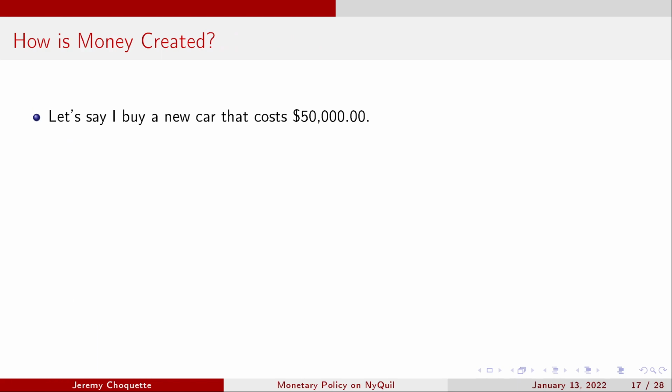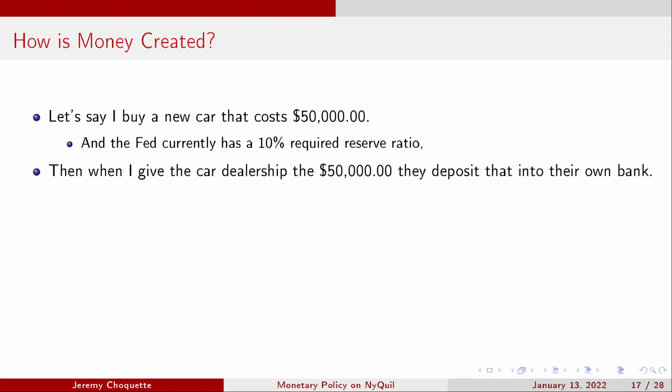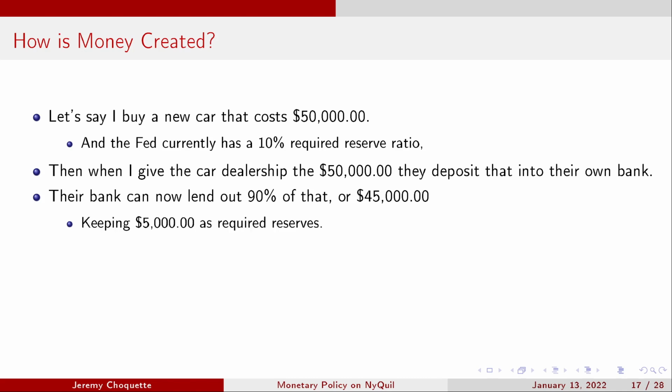So let's talk about how money actually gets created. This is the way that fractional reserve banking operates in terms of generating new money. And that sounds kind of strange, but hear me out on this. Let's say I buy a new car that costs $50,000. The Fed's currently got a 10% required reserve ratio. So when I hand over that $50,000 to the car dealership, they take that money and deposit it into their own bank. The bank that they deposited that into can lend out 90% of that $50,000, or $45,000. They've got to keep $5,000 as their required reserves.